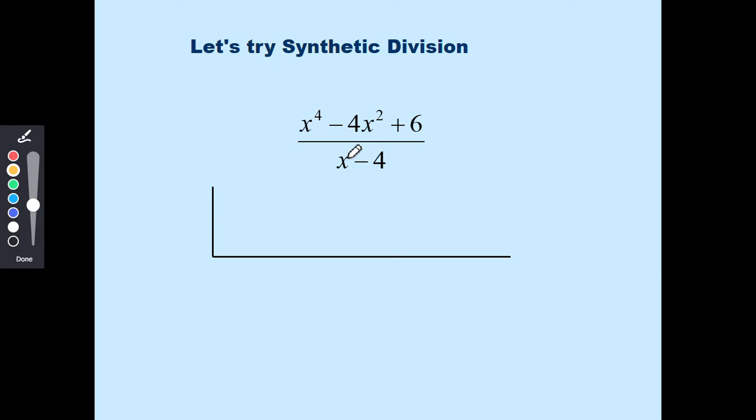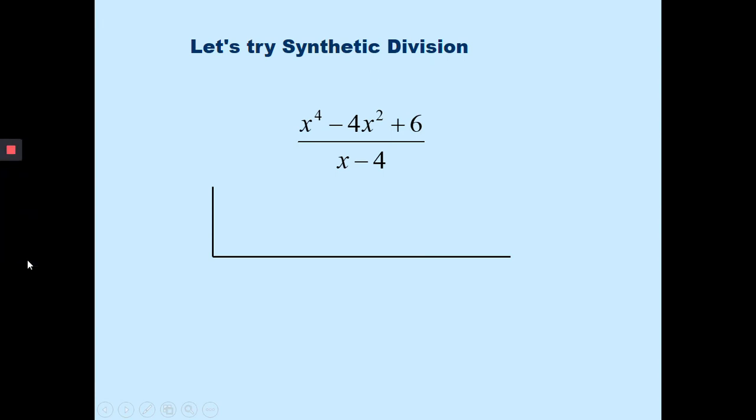Now, one more thing to point out is this line right here is our division bar, and it means to divide. Alright? So we are asked to divide this degree 4 expression by a degree 1 expression. Okay? So I want to make that clear.